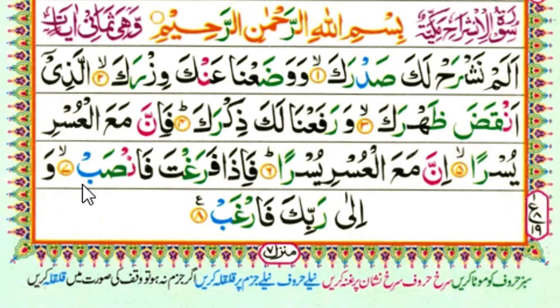On the ba we make qalqala, which is the strong qalqala here. So as we say fasab.